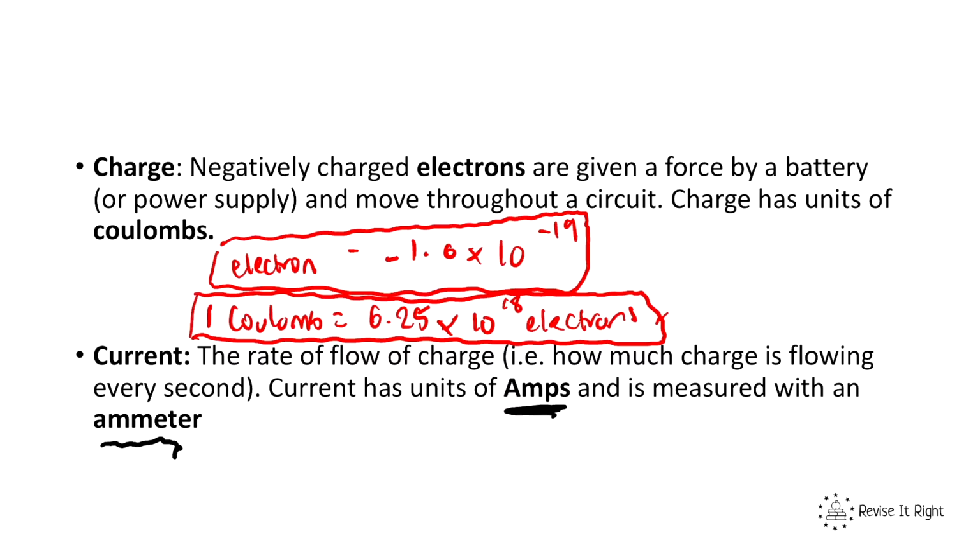Okay, so here we've looked at charge and its unit is a coulomb, and 1 coulomb is 6.25 times 10 to the power of 18 electrons. And current is the rate of flow of charge, and it's measured in amps.